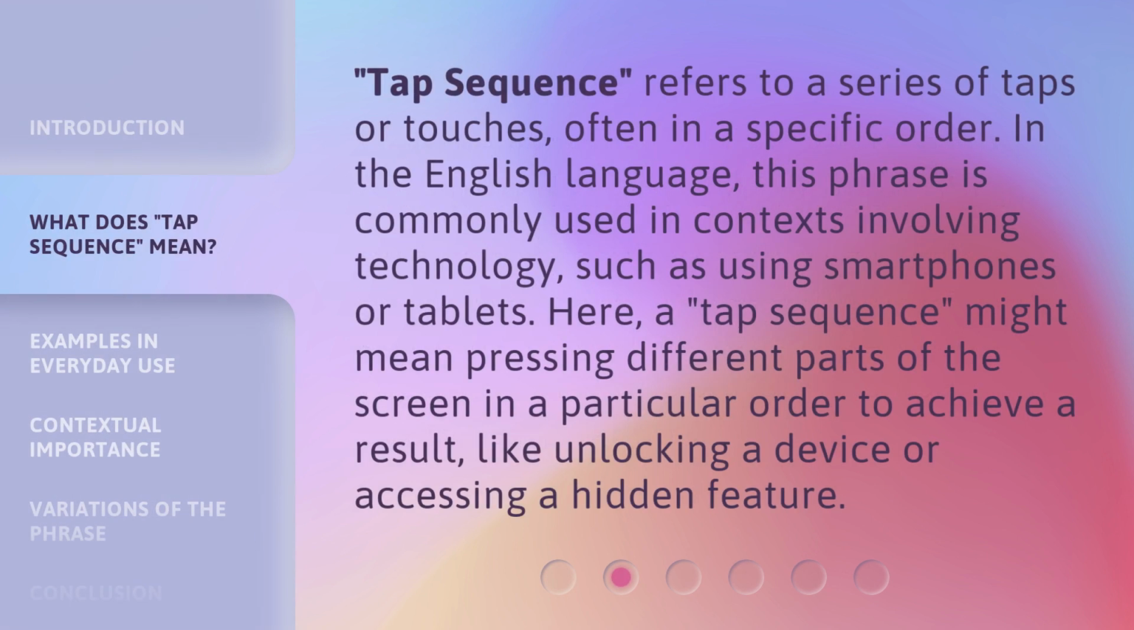Tap sequence refers to a series of taps or touches, often in a specific order. In the English language, this phrase is commonly used in contexts involving technology, such as using smartphones or tablets. Here, a tap sequence might mean pressing different parts of the screen in a particular order to achieve a result, like unlocking a device or accessing a hidden feature.